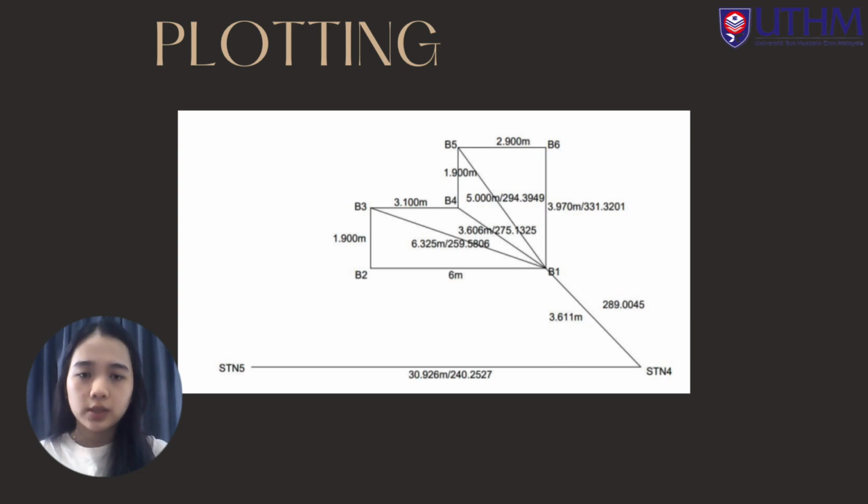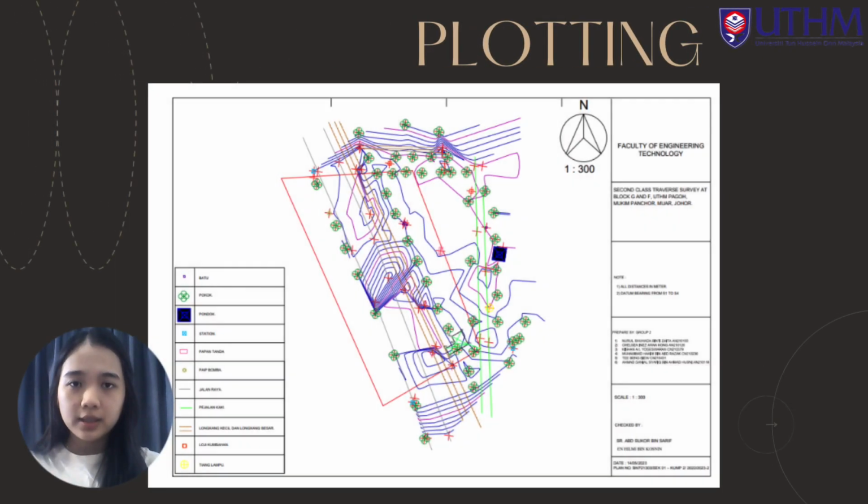B1 to B2 is 6 meters, B2 to B3 is 1.9 meters, B3 to B4 is 3.1 meters, B4 to B5 is 1.9 meters, B5 to B6 is 2.9 meters, B6 to B1 is 3.970 meters. B1 to B3 is 6.325 meters, B1 to B4 is 3.606 meters, while B1 to B5 is 1.9 meters. This is the map for plotting at TBM2.